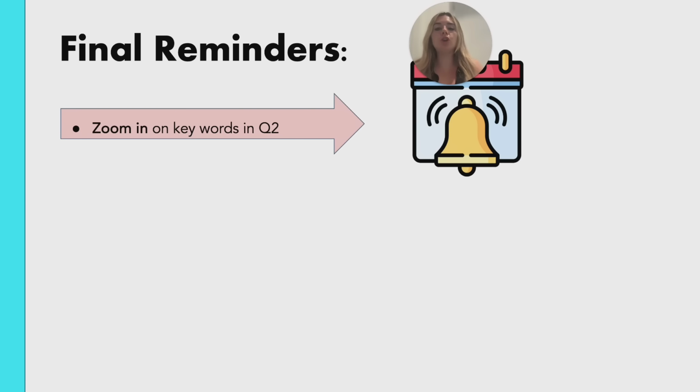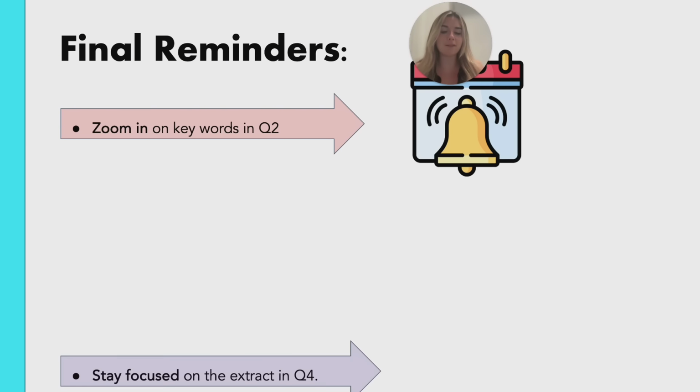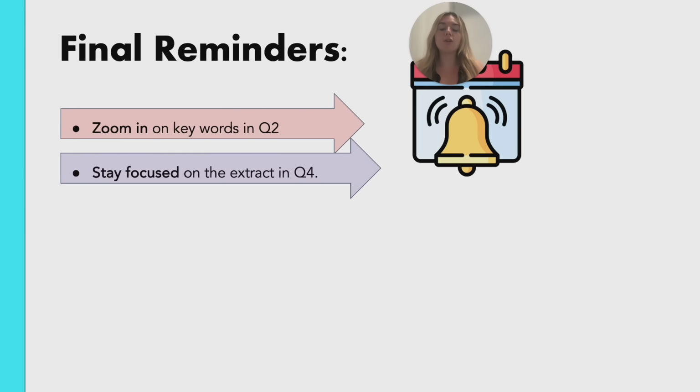Now here are some final reminders. So I want you to zoom in on keywords in question 2. I want you to zoom in on specific keywords and remember to talk about the effect of them. Don't just technique spot, give me the effect. I want you to stay focused on the extract in question 4, making sure you're really focused on the statement and responding to the statement, giving me that evaluative language.